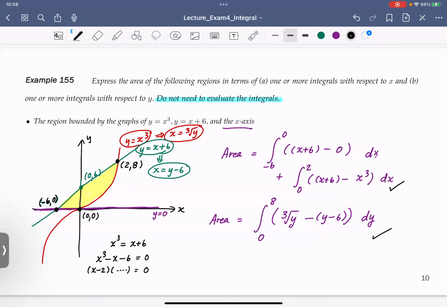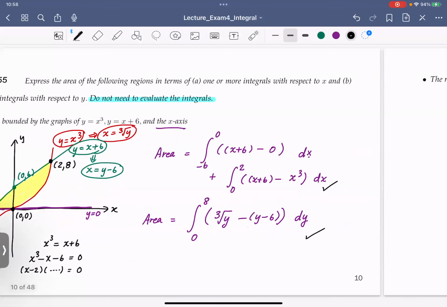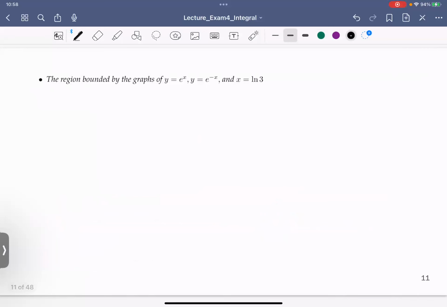All right, so let's do one more, everyone. This one you do both dx and dy as well. So let's see. You have y equal to e to the x, y equal to e to the minus x, and x equal to log 3. All right, so let's draw the graph.